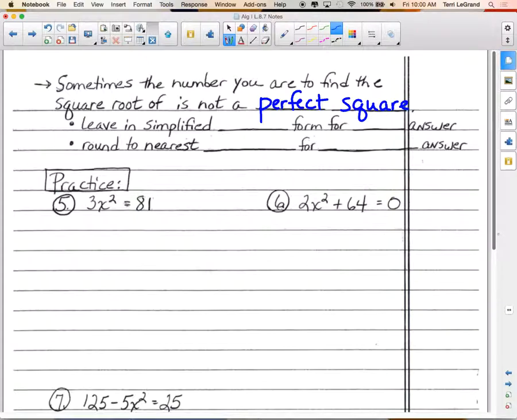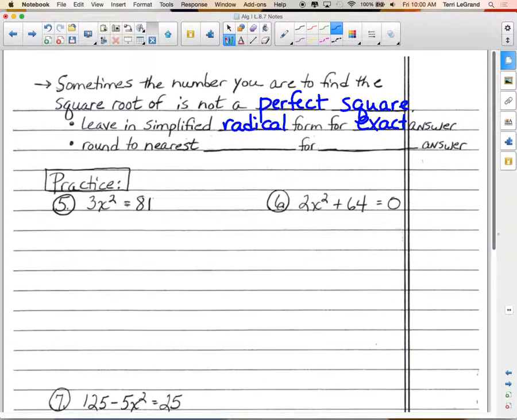So when we have a number that we're trying to find the square root of that is not a perfect square, we are going to do two different things with it. We're going to learn how, and your calculators are doing it for you, which kind of disappoints me, but that's okay. We're going to leave it in a simplified radical form answer, for the exact answer. That's called the exact. No rounding has been done.